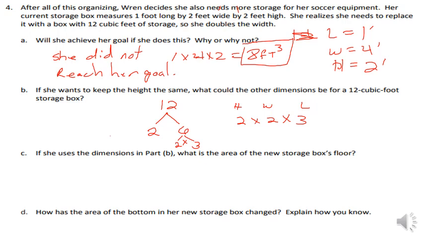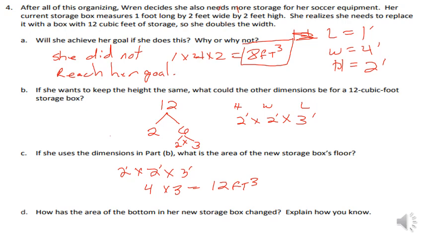If she uses the dimensions in part B, what is the volume of the new storage box? Well, we can see this is 2 times 2 times 3, and now with feet, I'll put the feet marker on there. Well, 2 times 2 is 4. 4 times 3 equals 12 feet cubed.